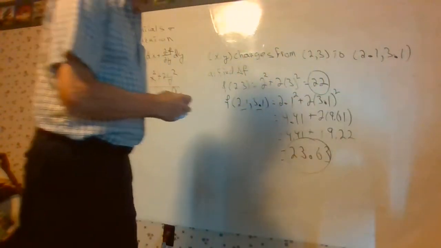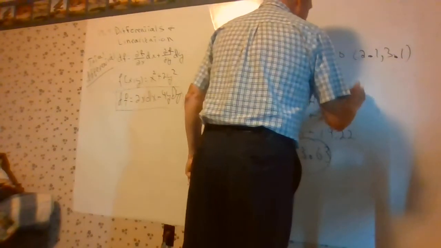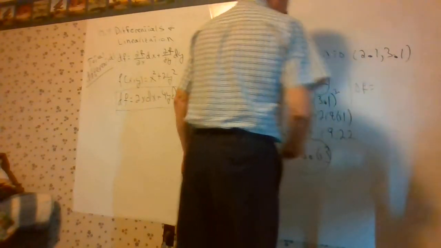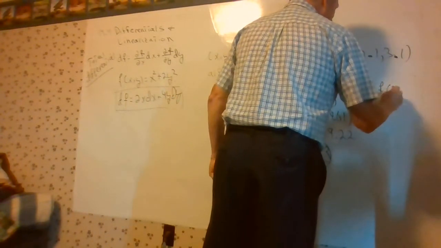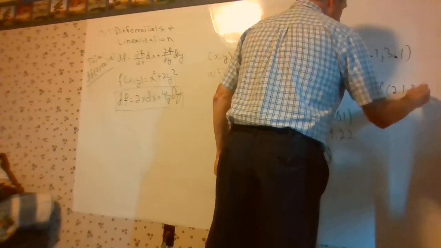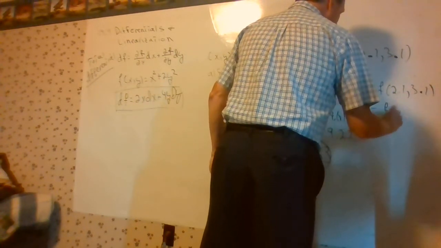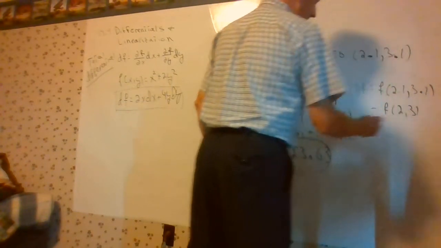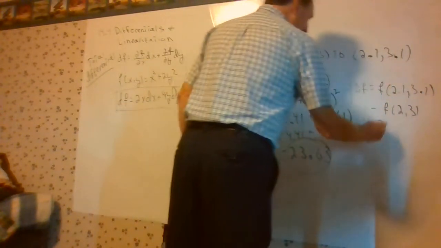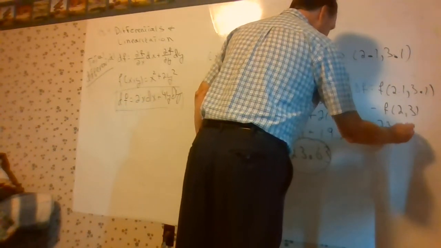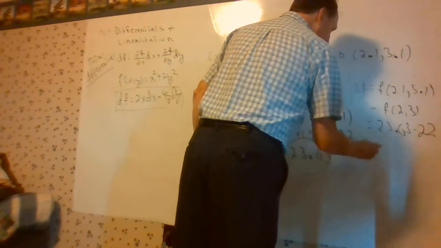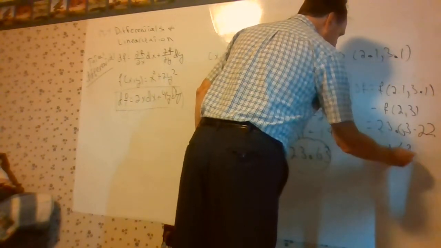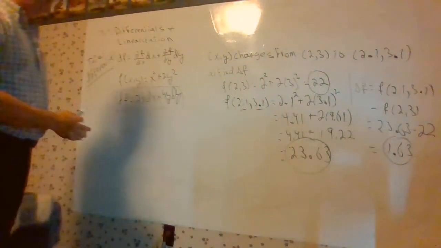Let me write that down officially. This has nothing to do with calculus. This is just plugging in, simple algebra. Delta f is going to be f of 2.1, 3.1 minus f of 2, 3. It's just final minus initial, that's all. 23.63 minus 22, 1.63. Okay, keep that in mind.